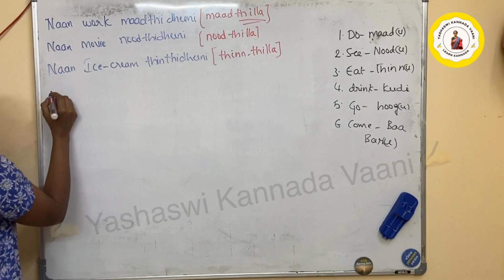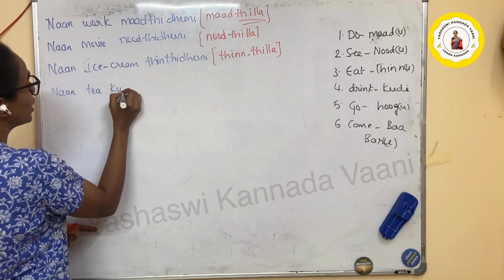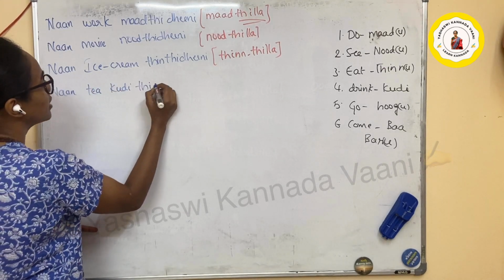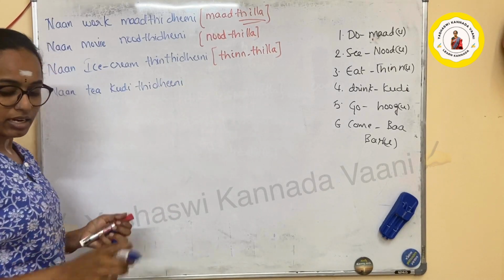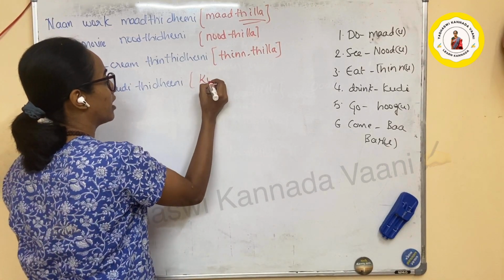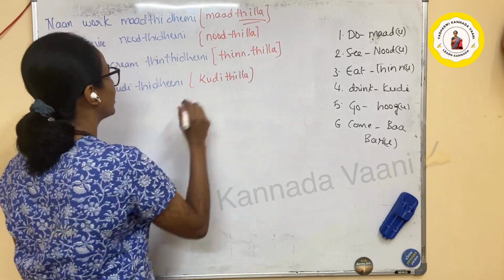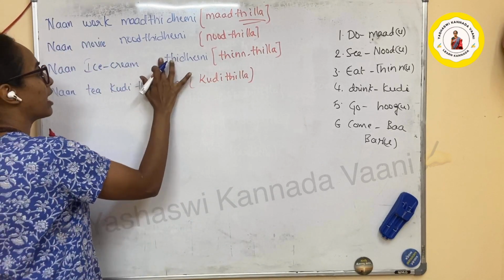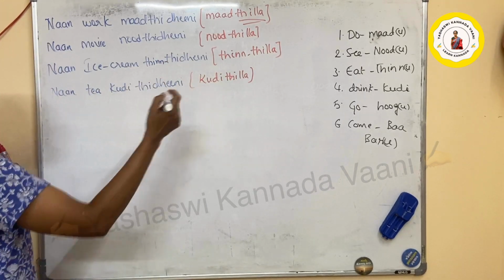The next is kudi. Nan tea kuditiddini. I am drinking tea. ನಾನು ಟೀ ಕುಡಿತಿಲ್ಲ. I am not drinking tea. So here you have to add one more ending.